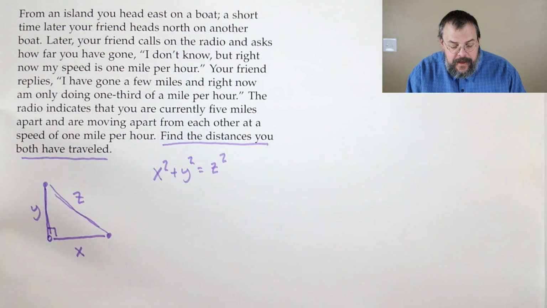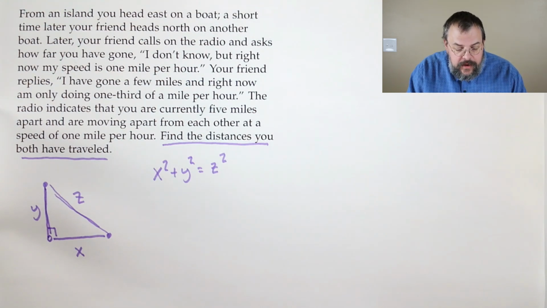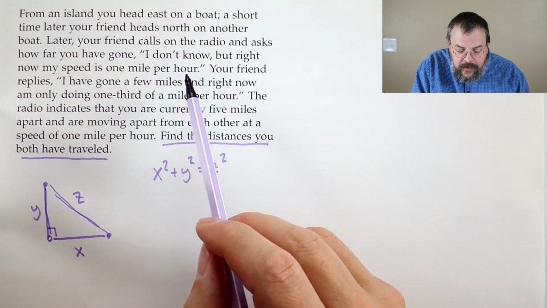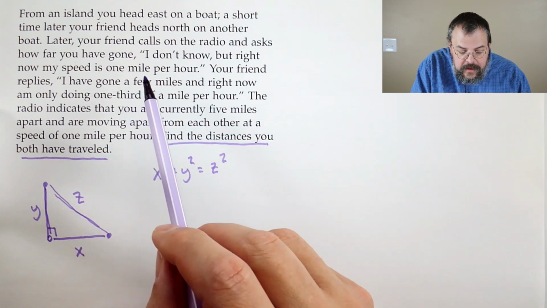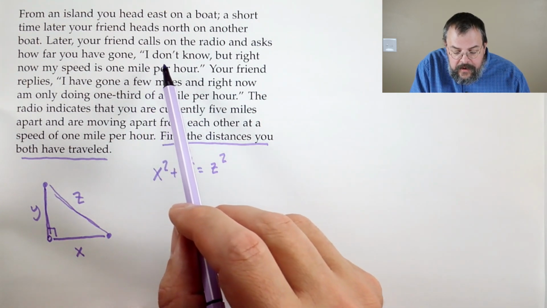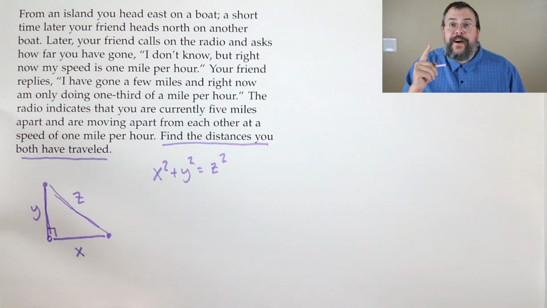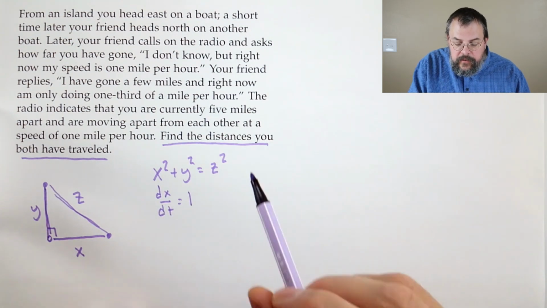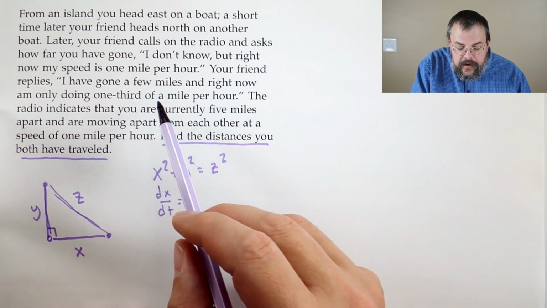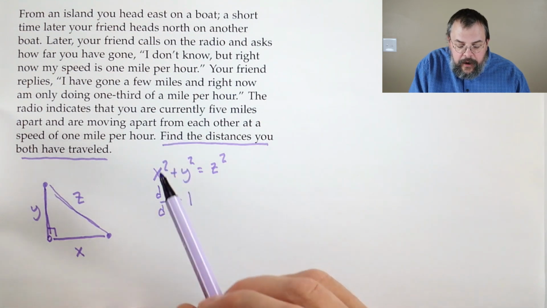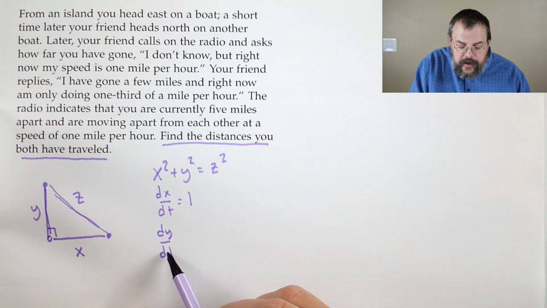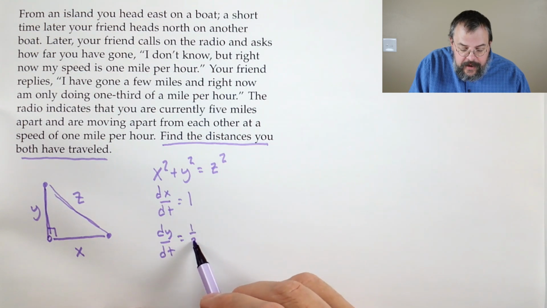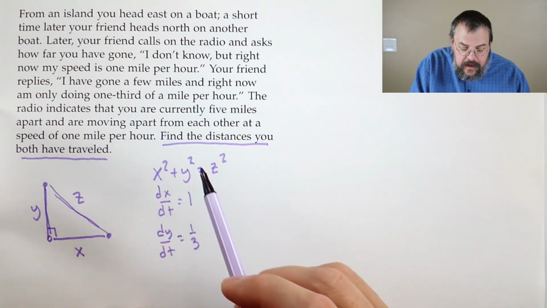Very Pythagorean theorem-like. All right, what else do we know? Well, let's read through it again and see what we can spot. So your friend calls, don't know how far. This is us. I don't know, but right now speed is 1 mile per hour. So that's how fast we're moving. So that's for x. So dx/dt is equal to 1. Your friend replies, okay, that's the y. I've gone a few miles, and right now I'm only doing 1/3 of a mile per hour. All right, well, they're enjoying their time out, maybe practicing a little bit of social distancing or something. All right, so they're going 1/3. And the radio says, hey, we know how far apart you are.